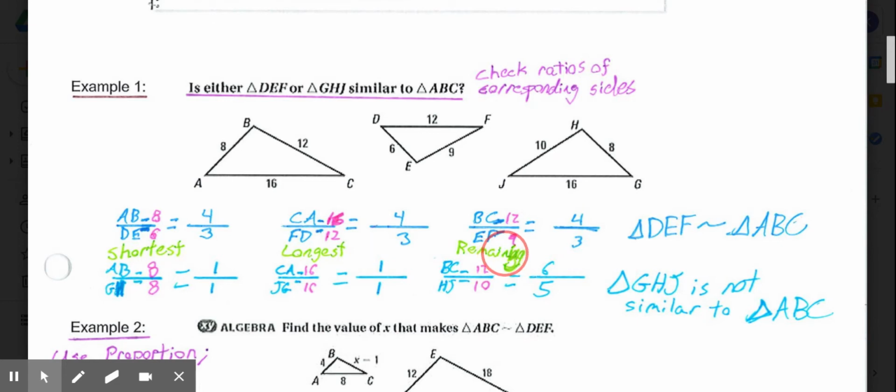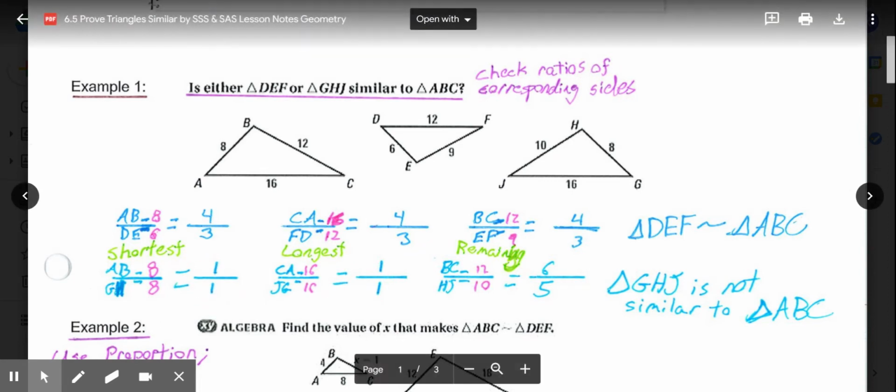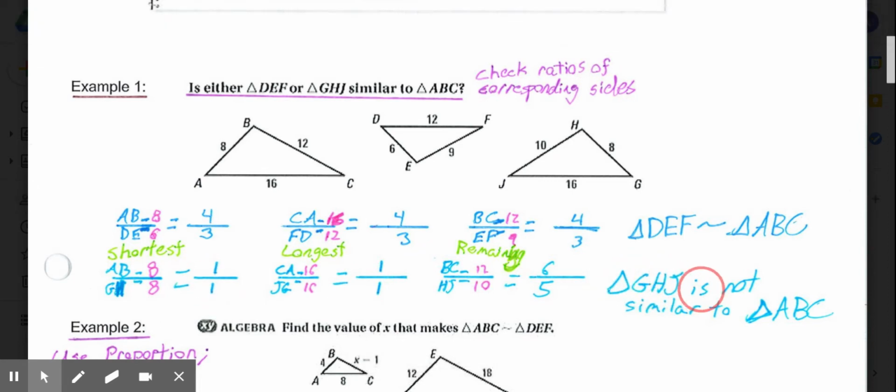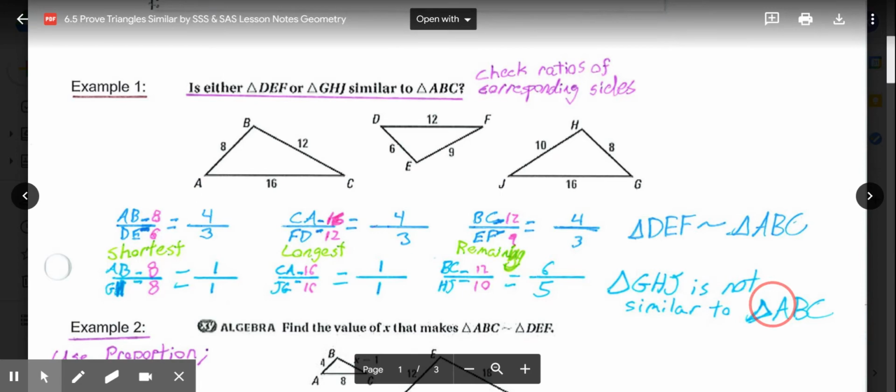Now we need to check our remaining sides. So side BC over HJ. That'd be 12 over 10, which simplifies to 6/5. So one of these ratios is not proportional to the others. So triangle GHJ is not similar to triangle ABC.